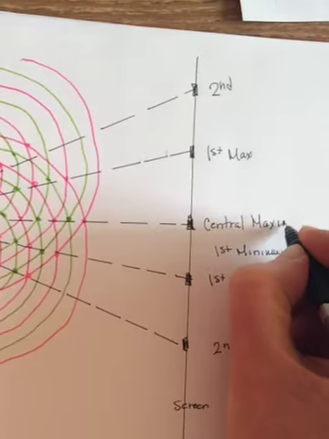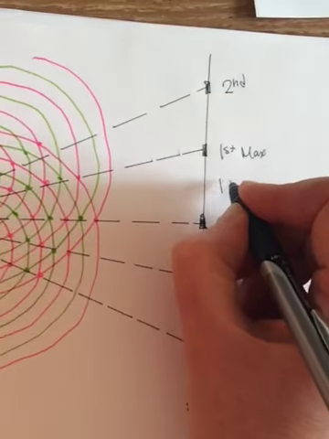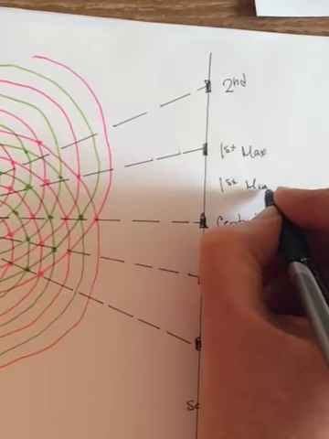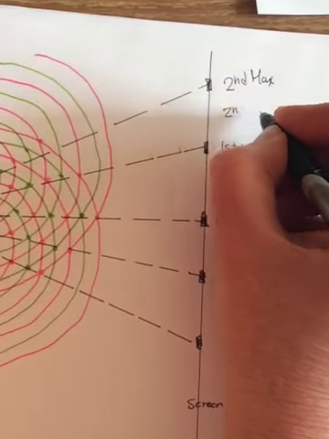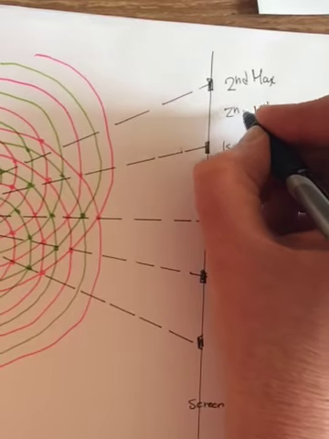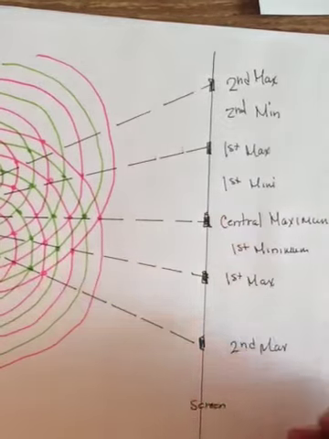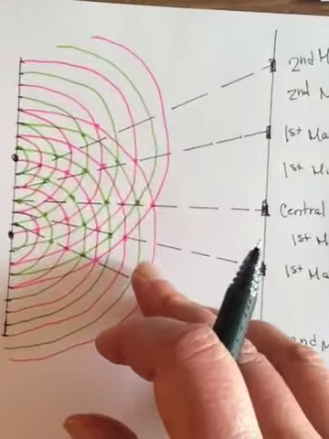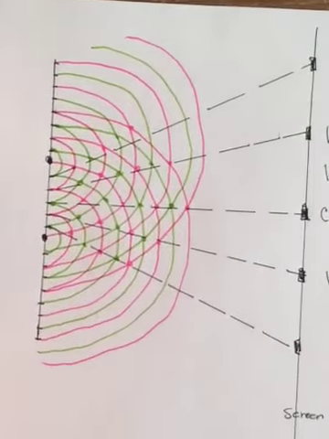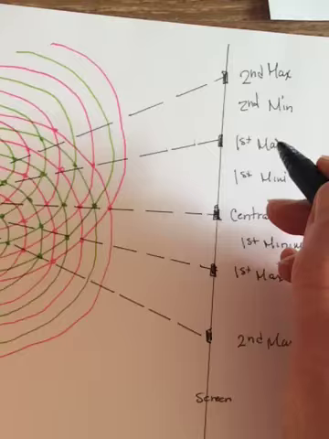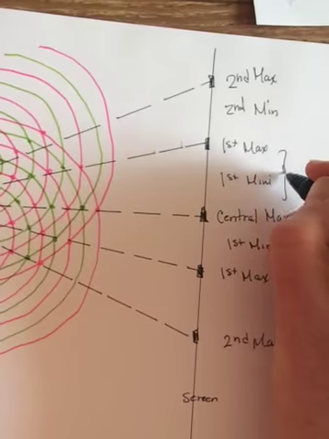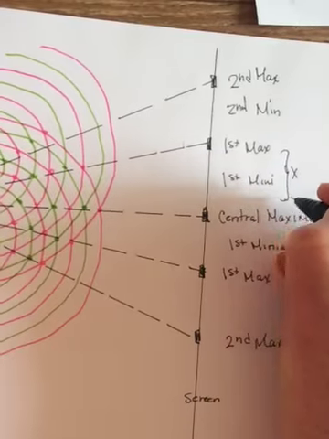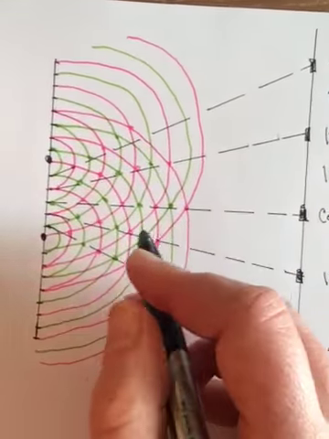Max stands for maximum, by the way. And the first minimum on this side. And then the second, this would be max. And this would be min. Okay? And it would be symmetrical. The distance from the central max to the first max, we call this distance x. Okay, and it'd be the same down here.